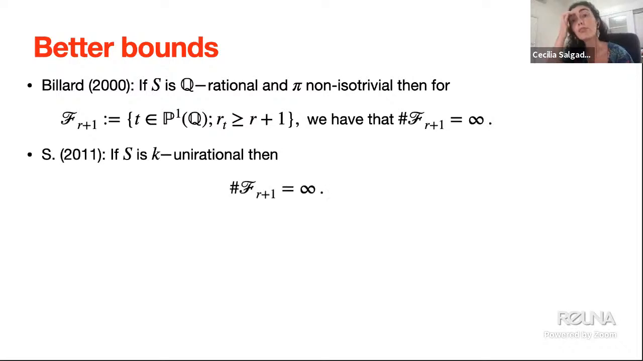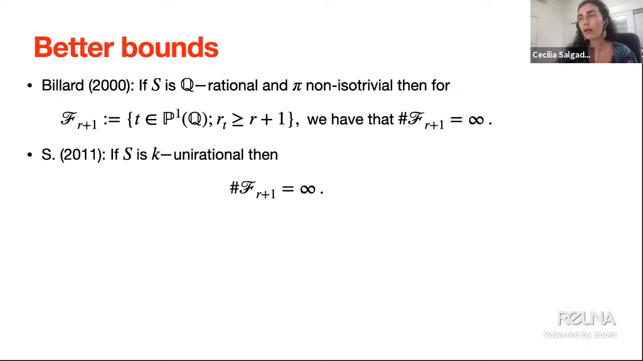And the techniques here are very different from Billard. I confess I tried heights, but I didn't manage. The techniques here are purely geometric. And therefore I could let my K be a number field, which is the case that we cared for. Of course, we don't want to do base changes over K bar. I will tell you more about the methods very soon.